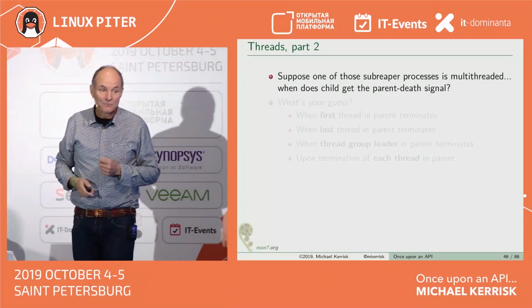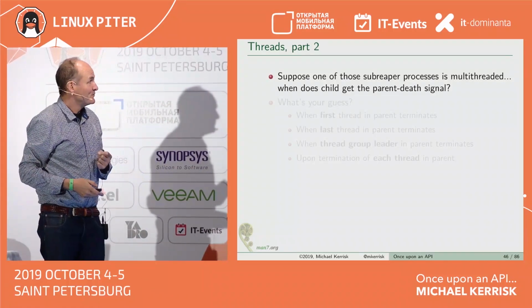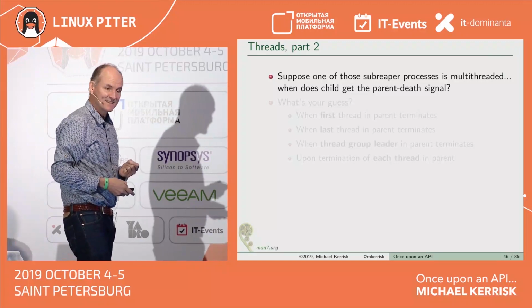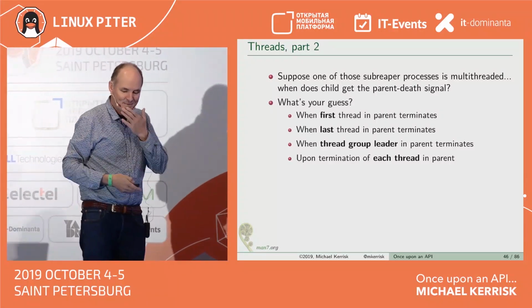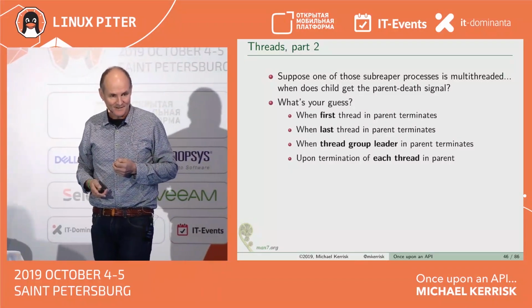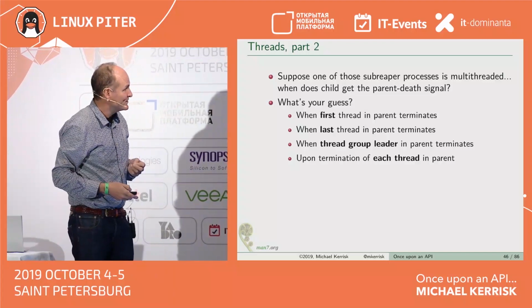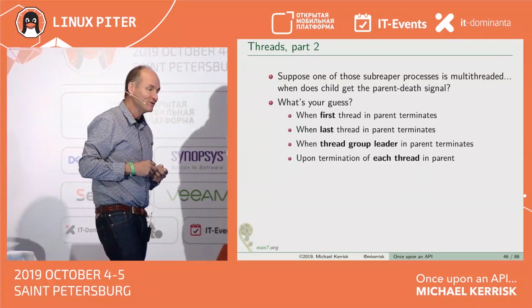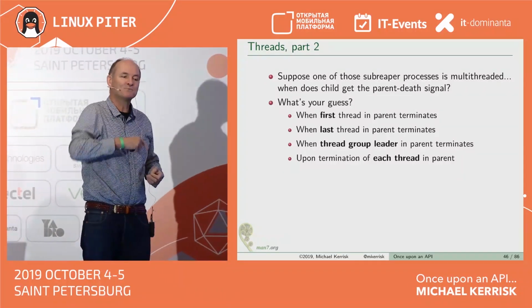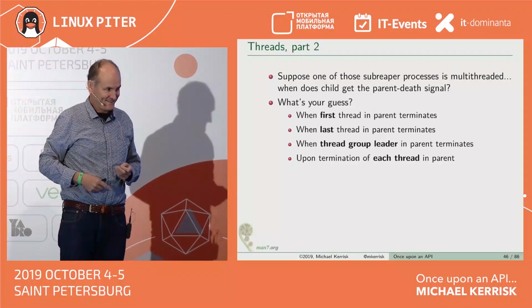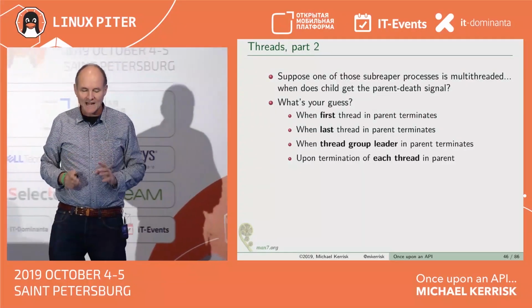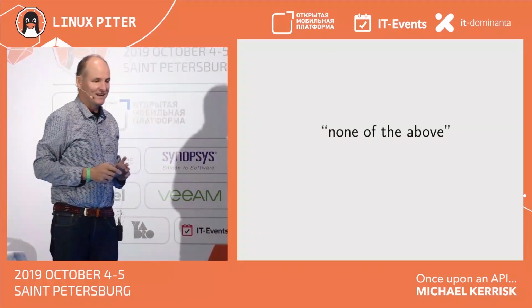What if one of the sub-reaper processes is multi-threaded? When does the child get the death signal? You might say, well, maybe it's when the first thread in the parent sub-reaper terminates. Or maybe it's when the last thread terminates. Or maybe it's when the thread group leader terminates. Or maybe it's when each thread in the multi-threaded process terminates. Of course, the answer is none of the above.